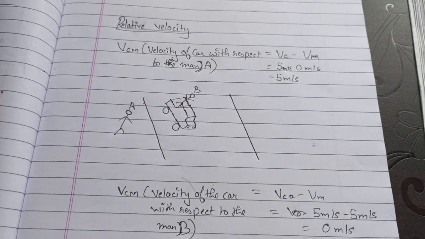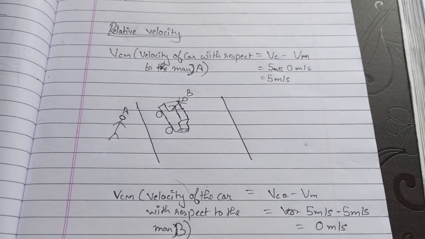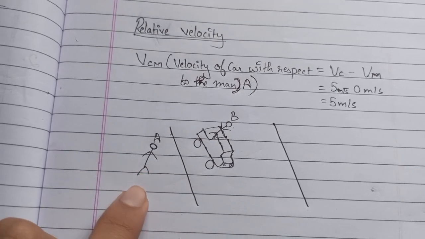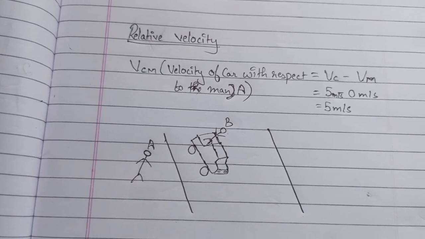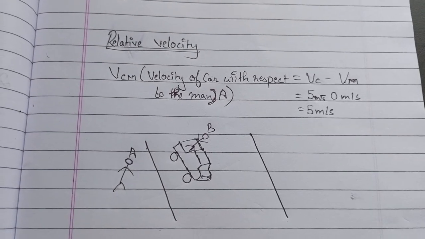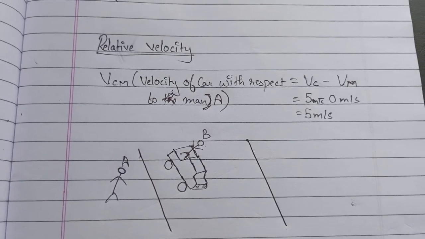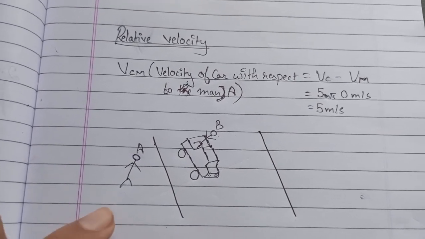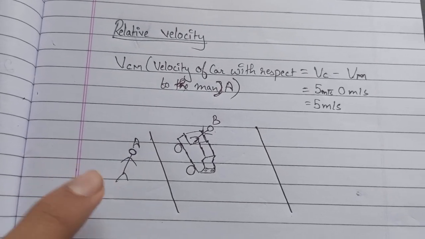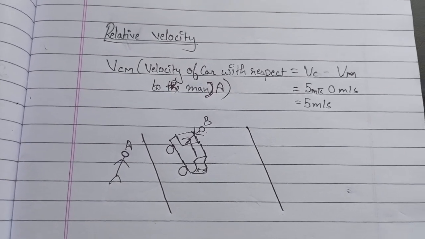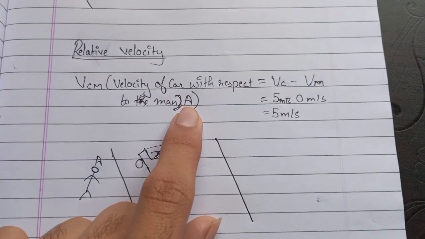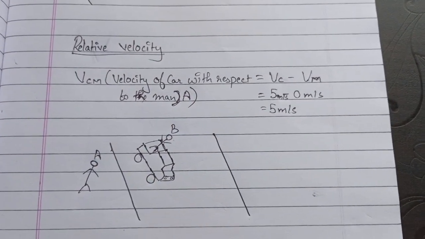Now let's do some questions to clarify our concept. Let's start off by finding the velocity of the car with respect to man A. To find that, we have to subtract the velocity of the man from the velocity of the car. Let's imagine that the velocity of the car is 5 meter per second, and as you already know, the velocity of the man is 0 meter per second as he's just standing, right? So it would be 5 meter per second with respect to man A. This is also known as relative velocity, right?